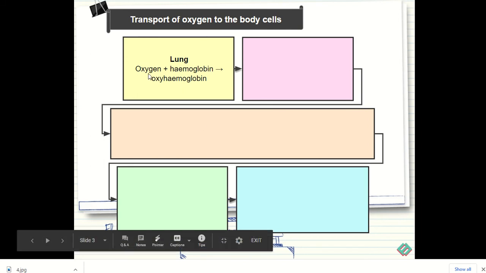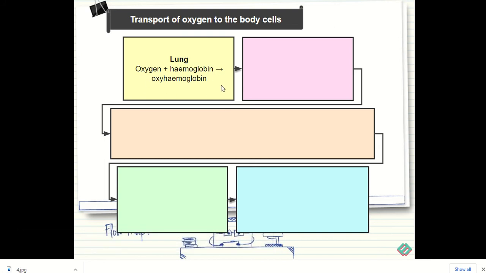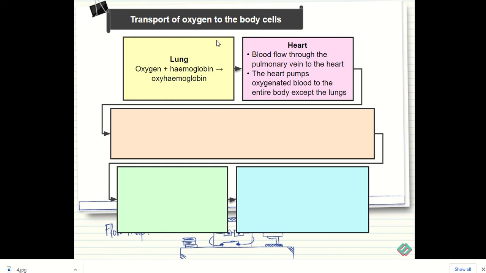So first we have lung, oxygen with hemoglobin. So dia akan jadi oxyhemoglobin. So dia combine lah. So what happen next when dia dah combine? So our heart, dia akan buat dia punya function, which is dia akan pump. Okay, so the heart pumps oxygenated blood to the entire body except the lung. Okay, sebab ini tadi dah masuk pada pulmonary vein lah.